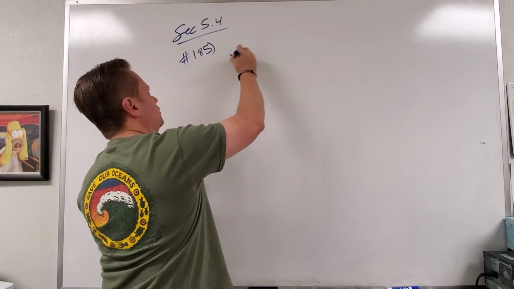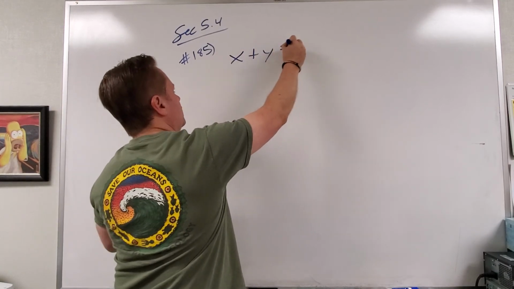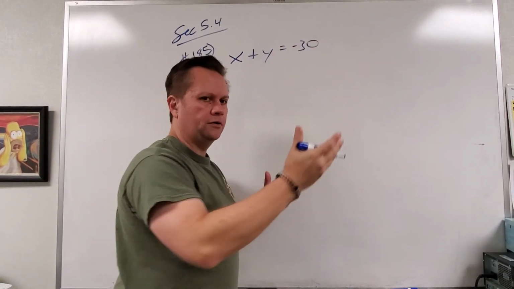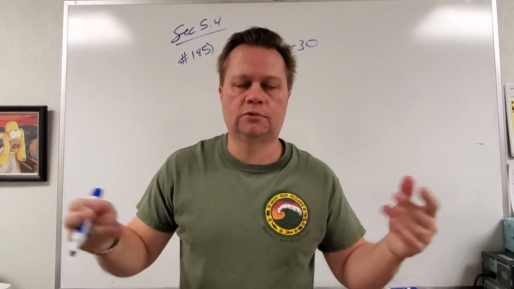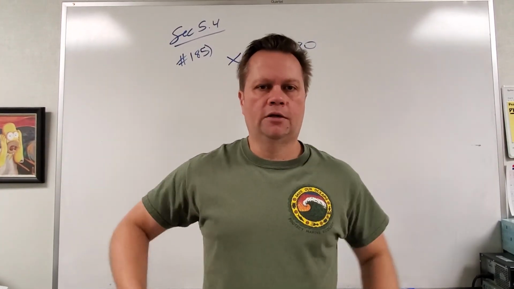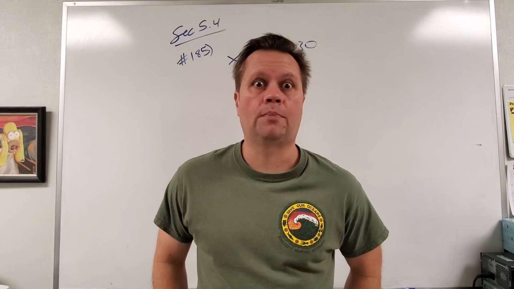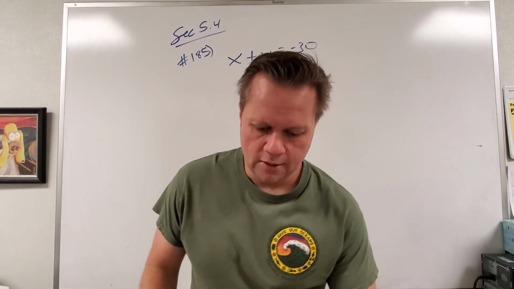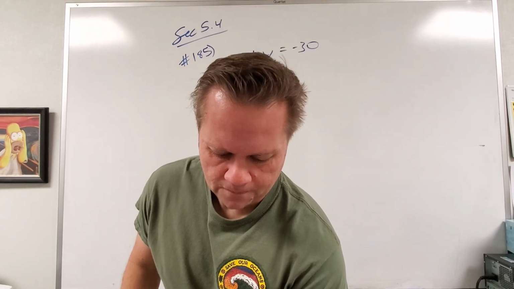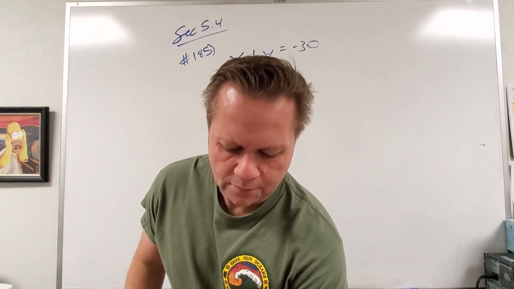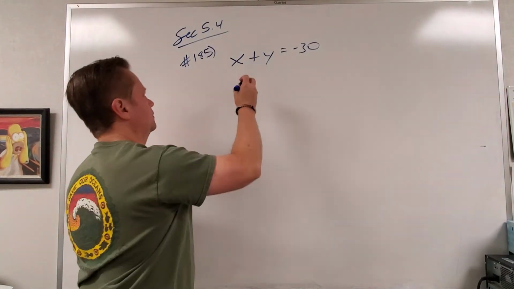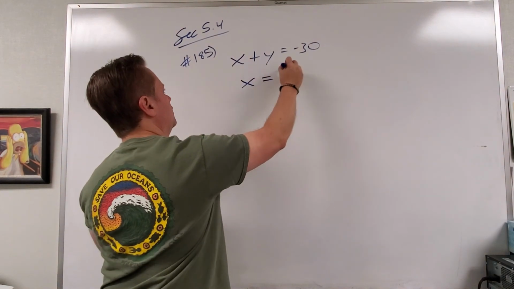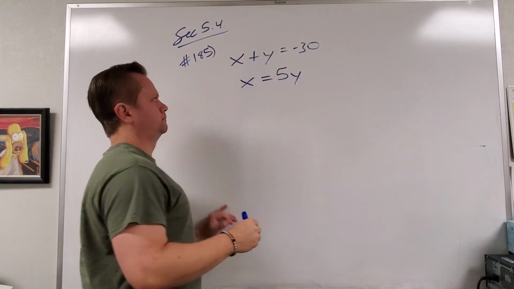So I'm going to call the two numbers X and Y because there's no reason to call them something else. You can call them whatever you want to, W and J, whatever. You can call them box and triangle, to be honest. Let's not do that. Maybe next time. The sum is negative 30. One number is 5 times the other.